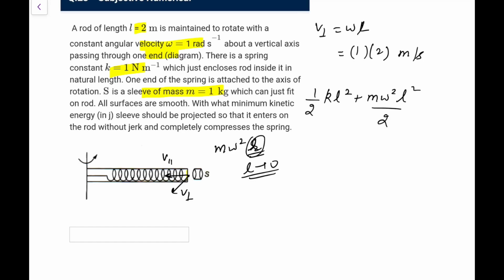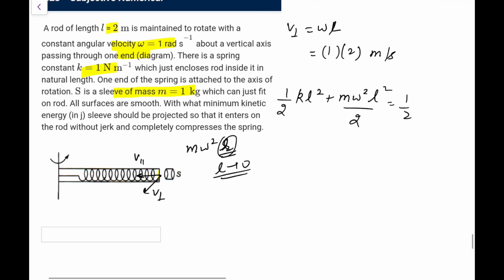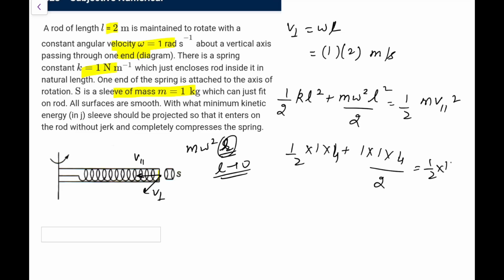I can directly go with m omega square L square by 2, and that would be equal to half m into this v parallel square. So what we have now, k is given as 1, m is 1, omega is 1, L square was 4. So this is 4 by 2, that is equal to half into 1 into v parallel square.